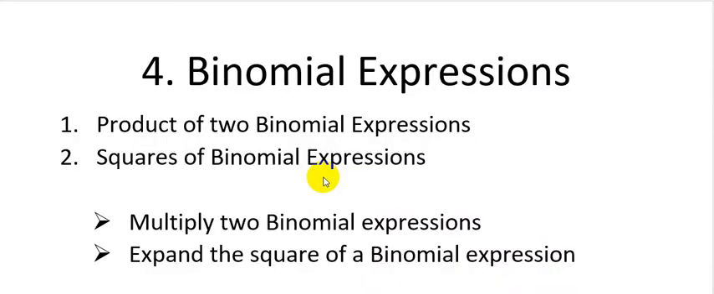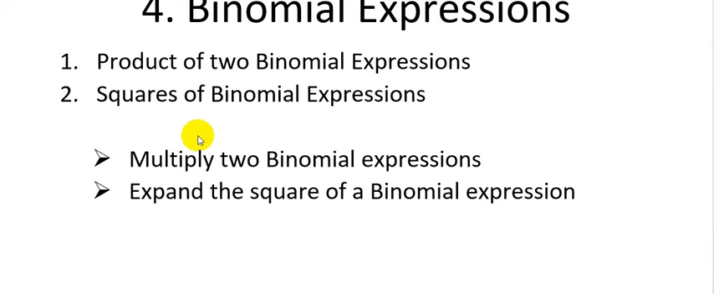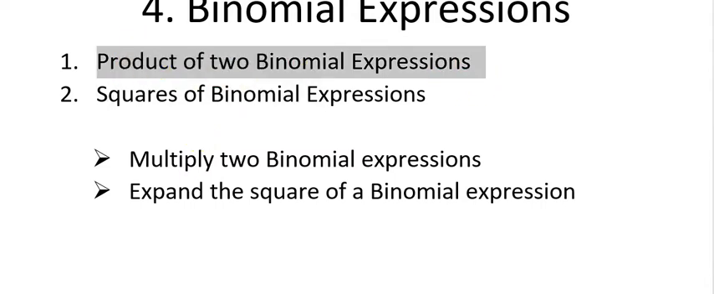Today we are going to discuss the chapter Binomial Expressions, which is chapter number 4 in your textbook. In this chapter we are going to cover two sections. One is the product of two binomial expressions, and the second section is finding the squares of binomial expressions. At the end of this lesson you will be acquiring skills on multiplying two binomial expressions and expanding the square of a binomial expression. In this video I'm going to cover the product of two binomial expressions.